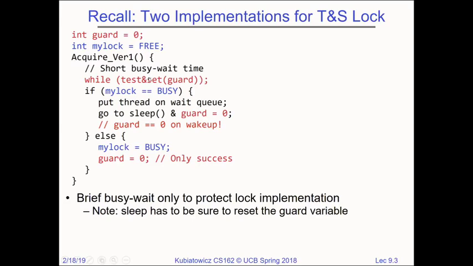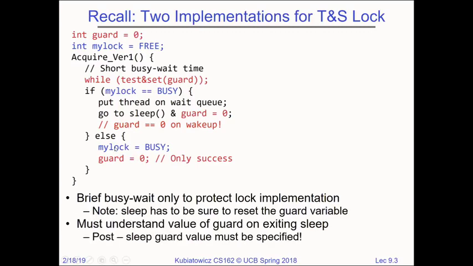Okay? Now, I want you to notice something. Notice this comment here: guard equals 0 on wake up. So first of all, we somehow put the thread to sleep and set guard to 0 so that other folks that are trying to check this can go forward. But furthermore, when we get woken up, we're going to assume that guard is 0. And that's why we can put guard equals 0 in this else arm.